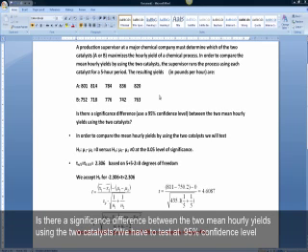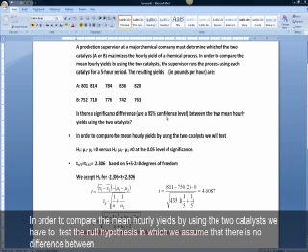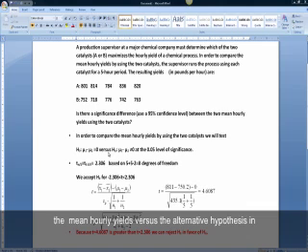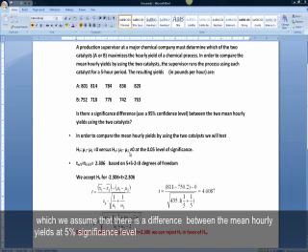Is there a significant difference between the two mean hourly yields using the two catalysts? We have to test at 95% confidence level. In order to compare the mean hourly yields by using the two catalysts, we have to test the null hypothesis, in which we assume that there is no difference between the mean hourly yields, versus the alternative hypothesis, in which we assume that there is a difference between the mean hourly yields at 5% significance level.